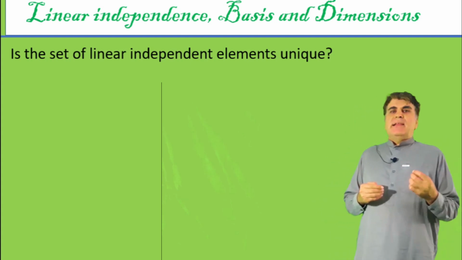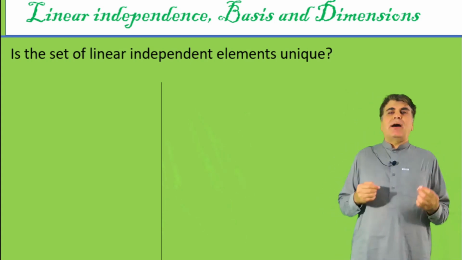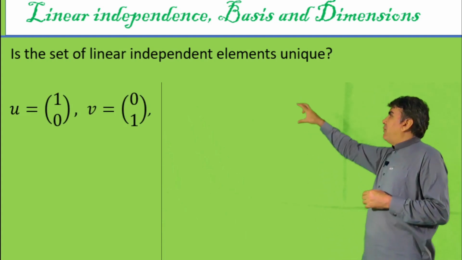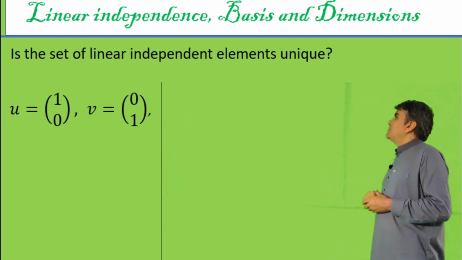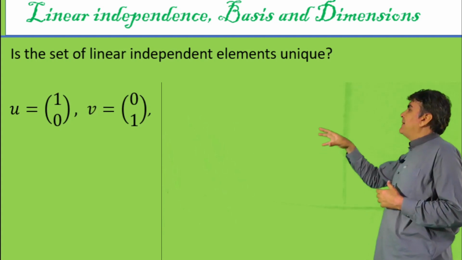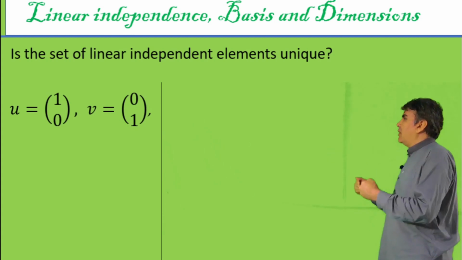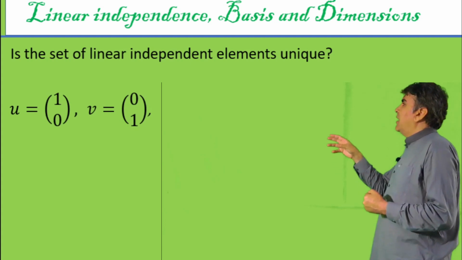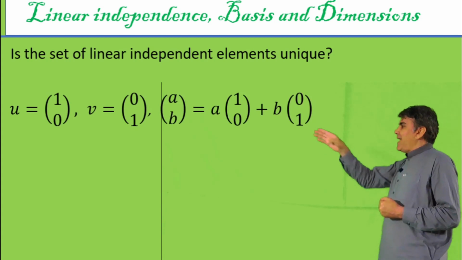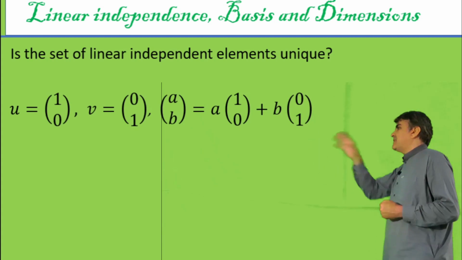To see this, let me consider an example of a vector space whose elements are 2 rows column matrices. Then one set of elements I can write in the form of these two rows column matrices. We can see from the structure of these matrices that they are linearly independent of each other. However, we can write any other 2 rows column matrix through different combinations of these 2 matrices. For example, I can write a matrix with entries A and B as a linear combination of A times the first element and B times the second element.